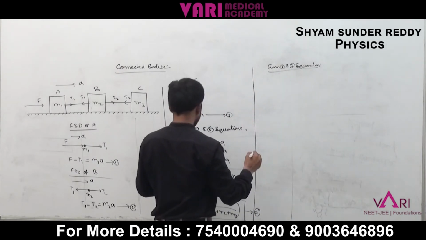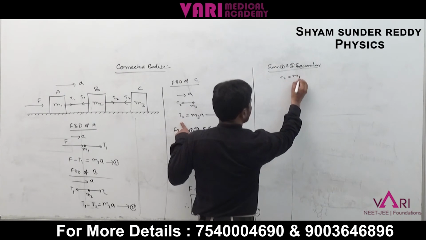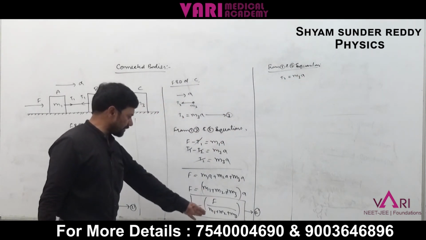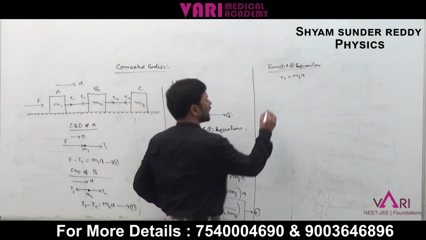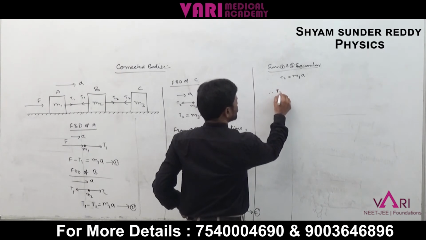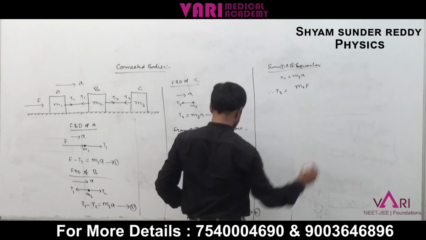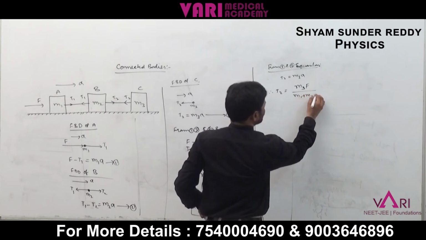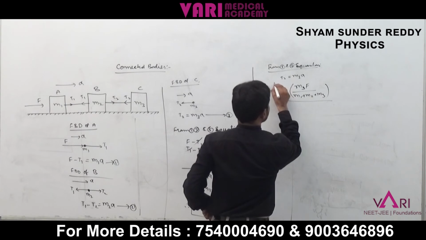the third equation is T2 is equal to M3A, and A is equal to F by M1 plus M2 plus M3. Substitute this value in the place of A. Therefore, T2 is equal to M3F by M1 plus M2 plus M3. This is the tension T2.